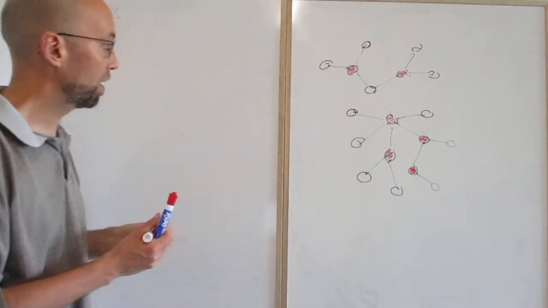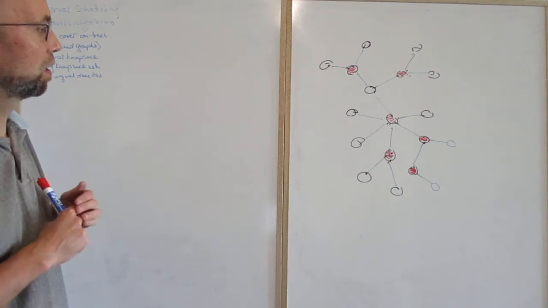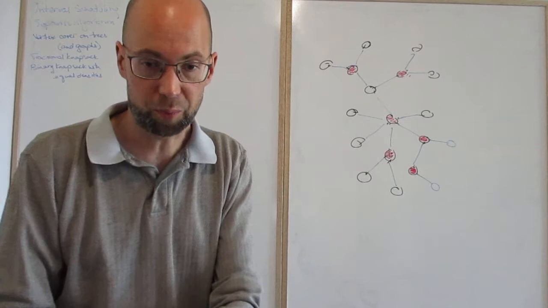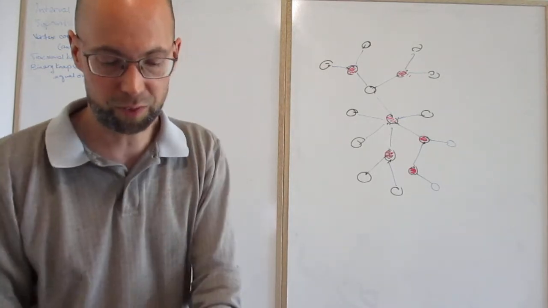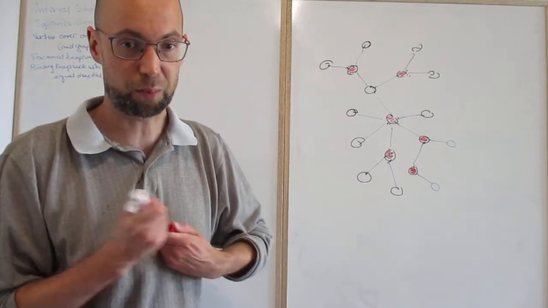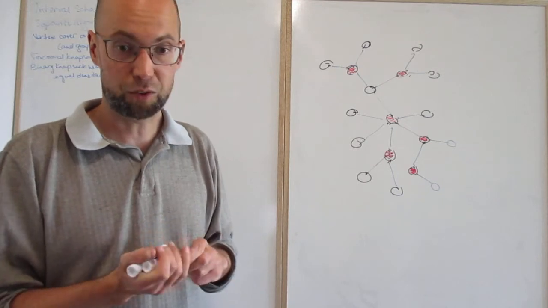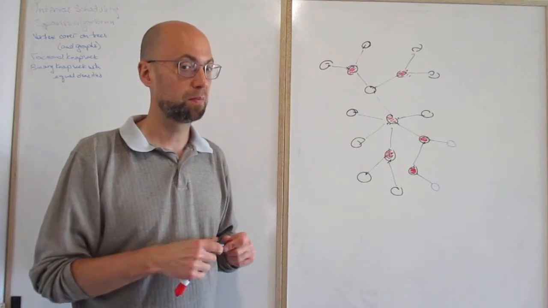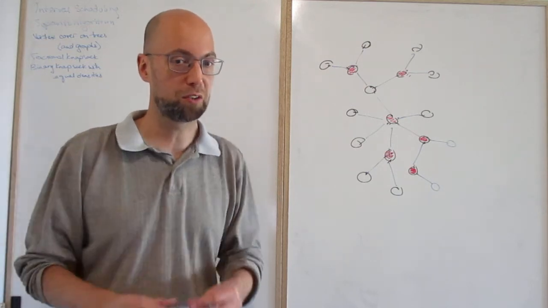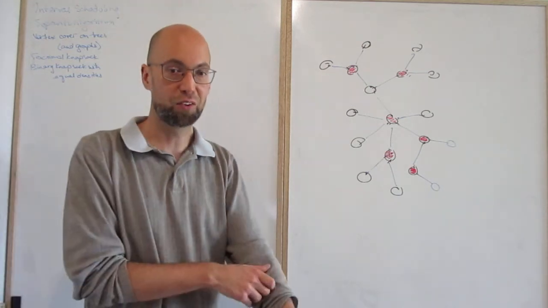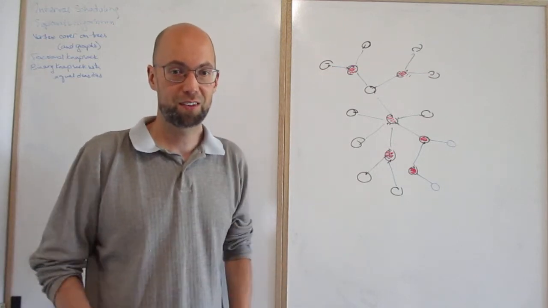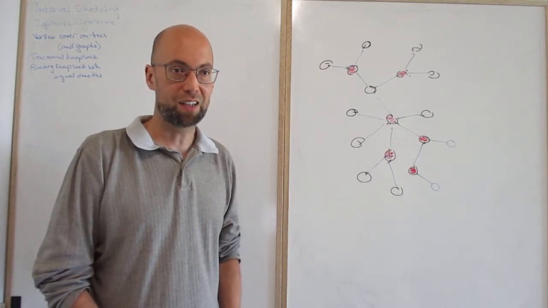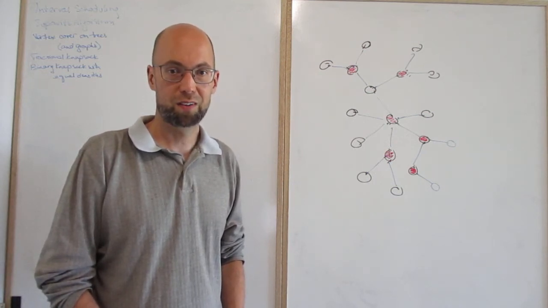And I claim that that's the smallest vertex cover possible for this tree. Why? What are the magic words? It's not please in this case. Why do we know that this algorithm is going to produce a smallest vertex cover?